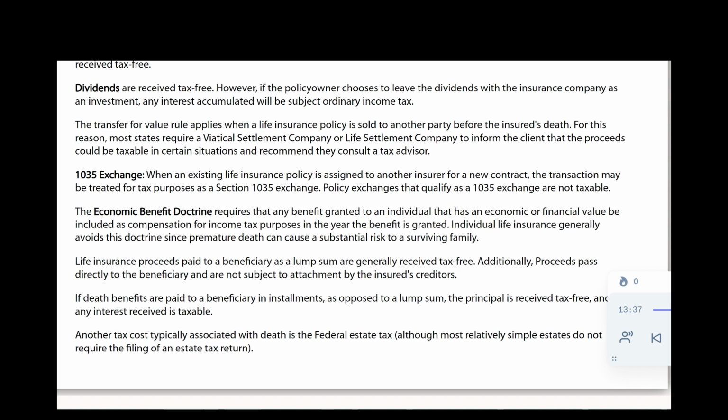Another tax cost typically associated with death is the federal estate tax, although most relatively simple estates do not require the filing of an estate tax return.